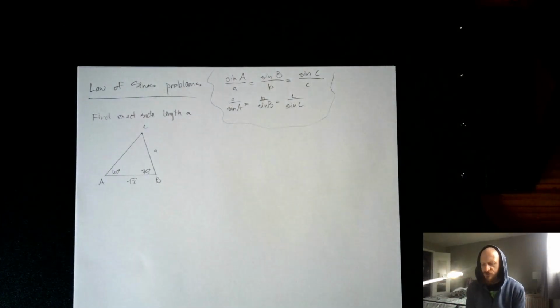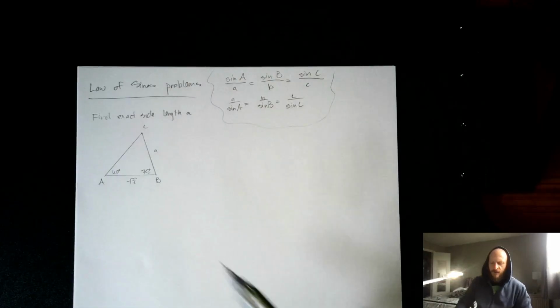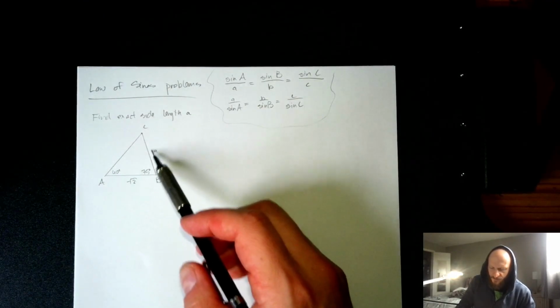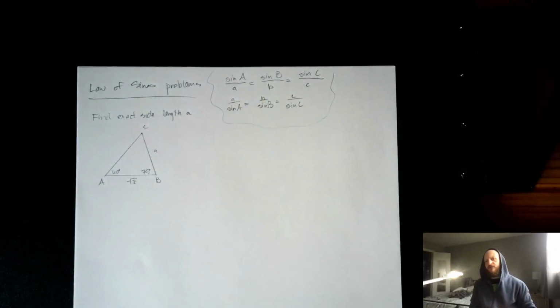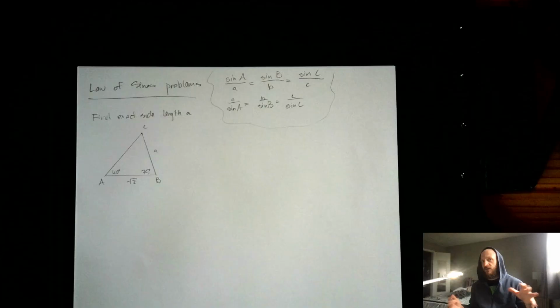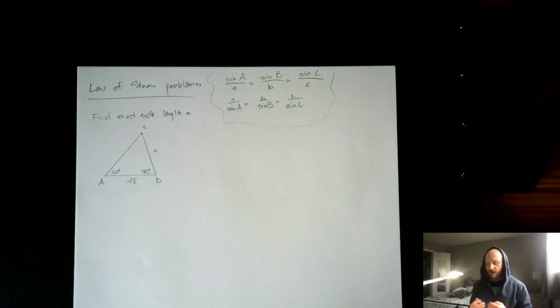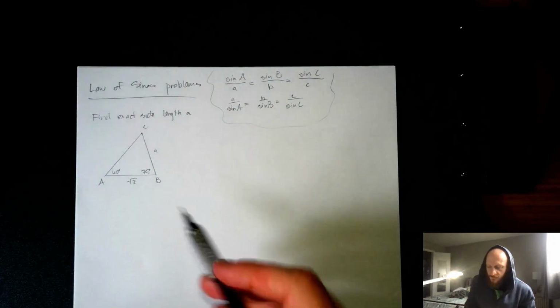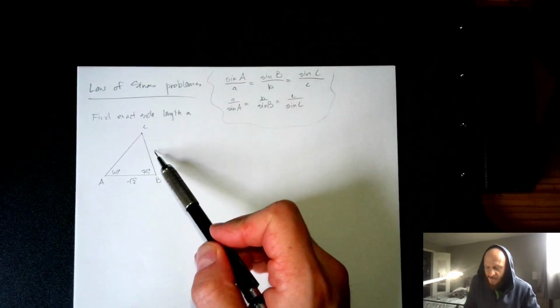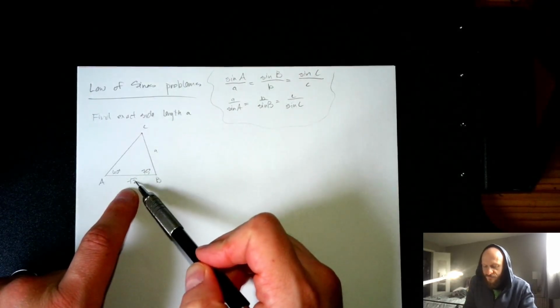In this problem, we're given a triangle ABC. We have two angles of ABC and one side length, and we're asked to find the exact side length of A, the precise side length of A. So not using a calculator at all, we should be able to find a precise side length. Let's see here. Well, I've got angle A, I've got side A, I've got side C.